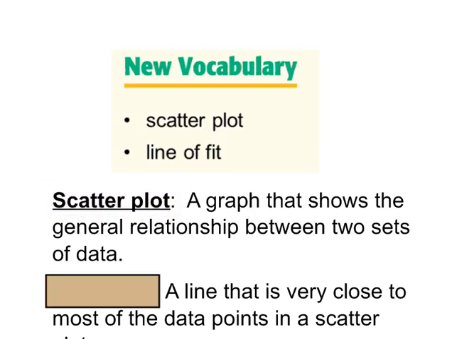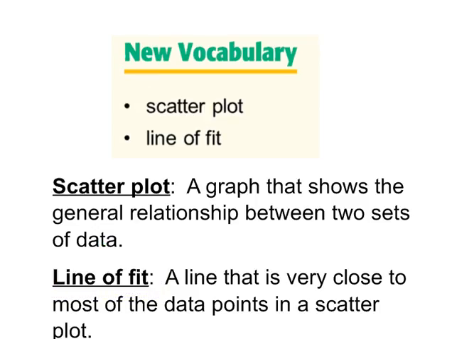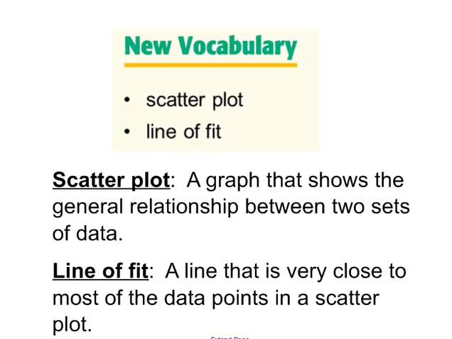A scatter plot is a graph that shows the general relationship between two sets of data, an X and a Y. And the line of fit, or the best line of fit, is a line that is very close to most of the data points in a scatter. It is a straight line, and it is the best approximation of the data that's shown.